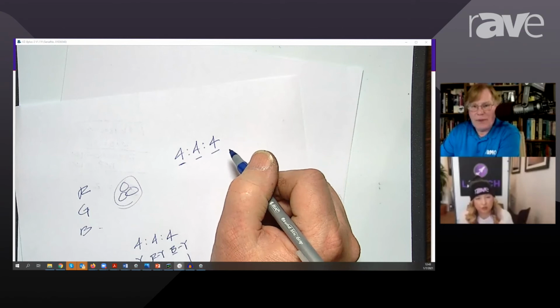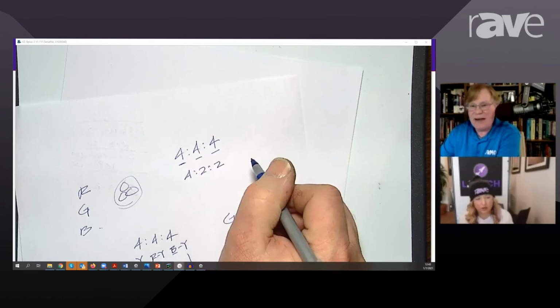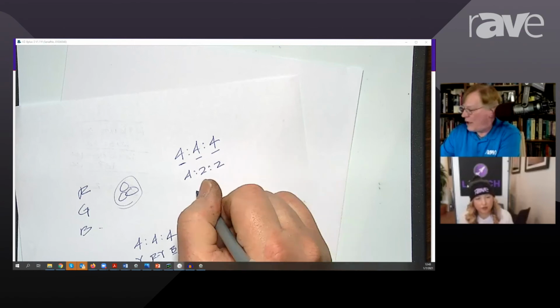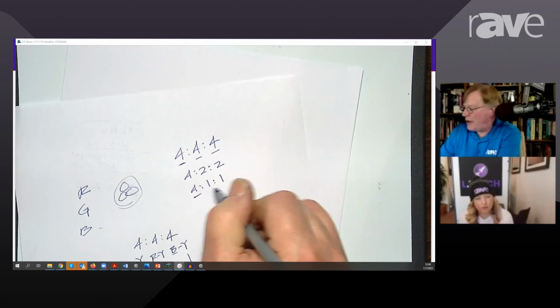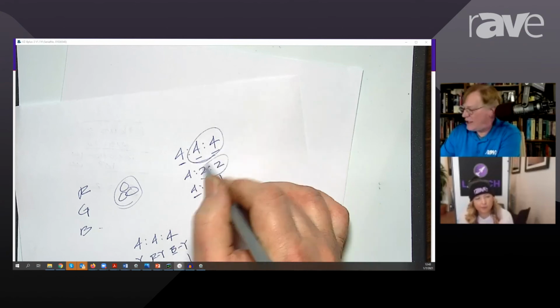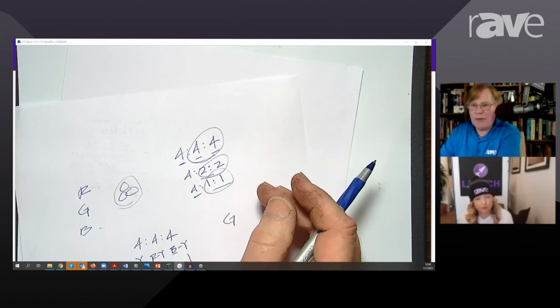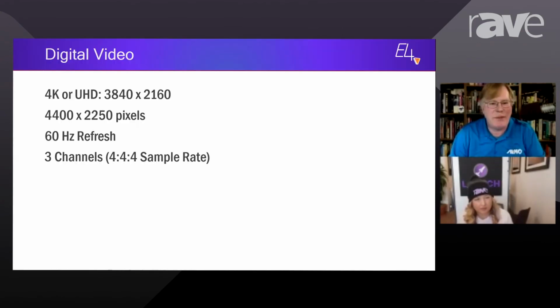But to get the bandwidth numbers down, I could sample the color at half the rate of the luminance, or I could sample it at 1/4 the rate of the luminance. How does that affect how it looks? Well, since we are more sensitive to brightness than we are color, this is obviously the best. This isn't too bad. Things will get noticeable. One of the things we're trying to do, and you'll see the numbers here, is get the bandwidth numbers down.